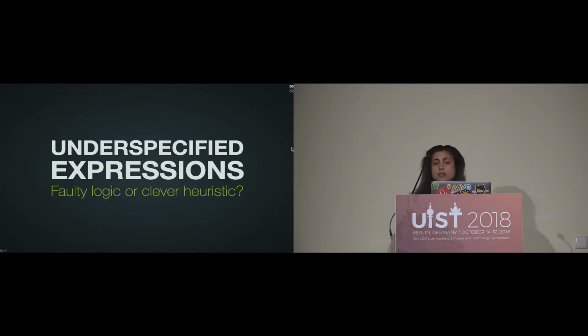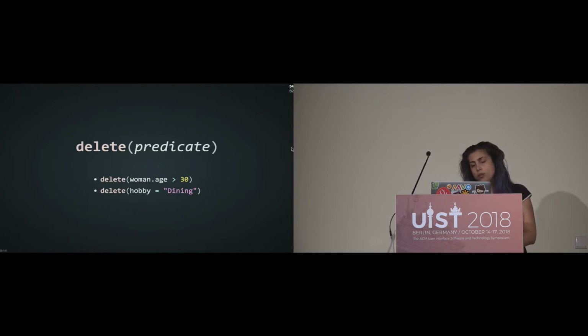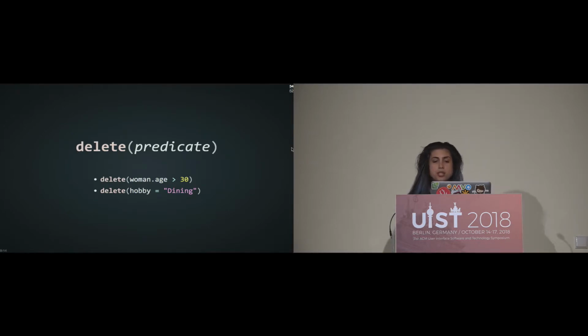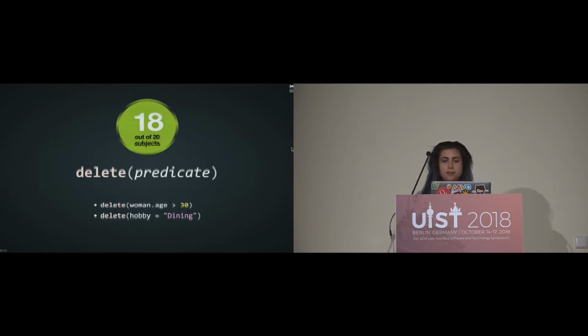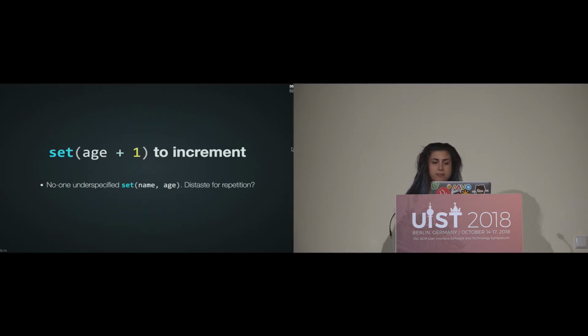Something we saw a lot was underspecified expressions that were missing required information. While this at first may seem as faulty logic, in most cases, participants seem to have a clever heuristic in mind about how these would work. By far, the most common one of these was delete with just the predicate passed in, without any mention of what would be deleted. 18 out of 20 subjects did this. Perhaps we could accommodate by defaulting to the closest item if only a predicate is passed.